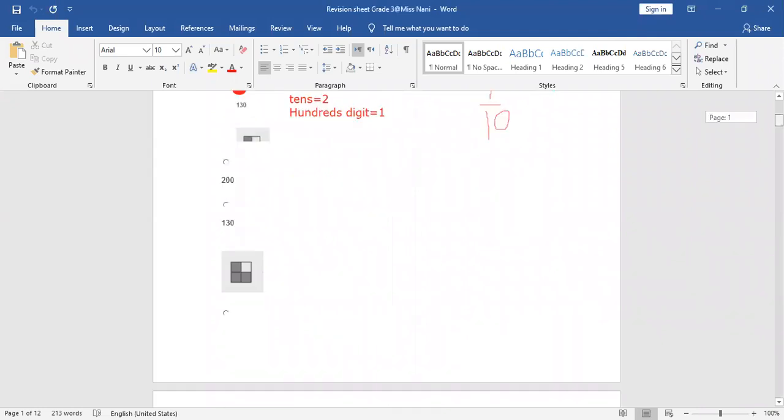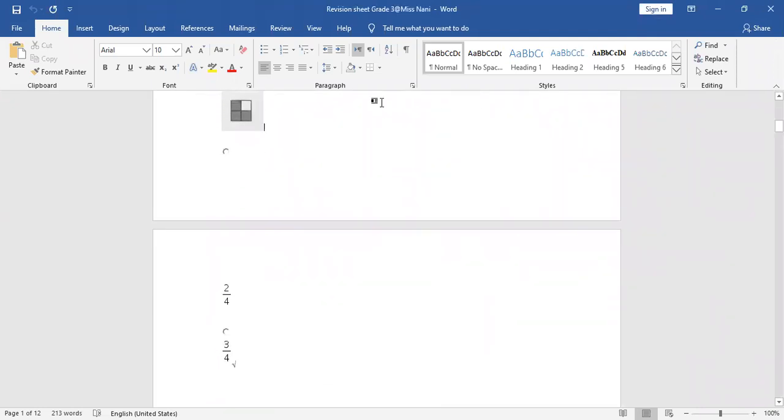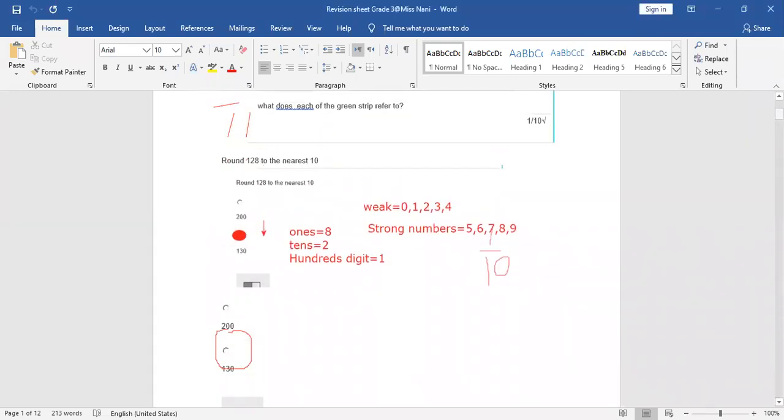The next question. What does this picture give me? How many holes do I have? I have 1, 2, 3, 4. So how many colored parts? Let's count together. 1, 2, 3. So my answer here is 3 out of 4. Okay, let's go to the next question.